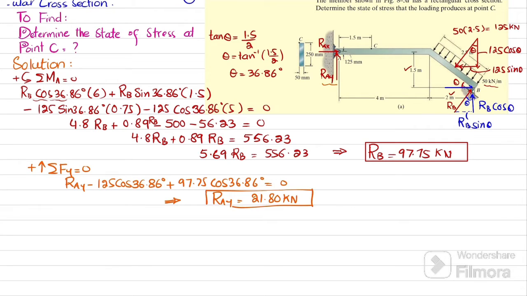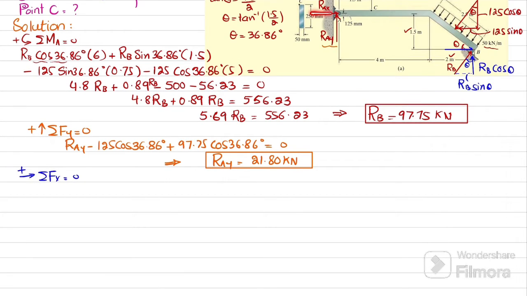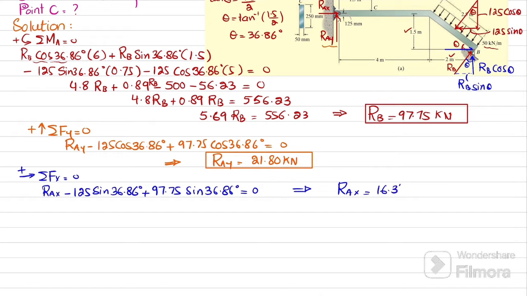Now the last unknown reaction force is RAX. So we'll find that by using the third equation of equilibrium, that sum of all forces along x direction must be equal to 0, and force toward right side is taken as positive. So you can see RAX is acting positive, minus 125 sine of theta, plus this RB sine of theta will be equal to 0. So I will write RAX minus 125 into sine of theta, theta is 36.86 degree, plus RB, which is 97.75 into sine of 36.86 degree is equal to 0. So when you solve this, you will get RAX will be equal to 16.34 kilonewton.